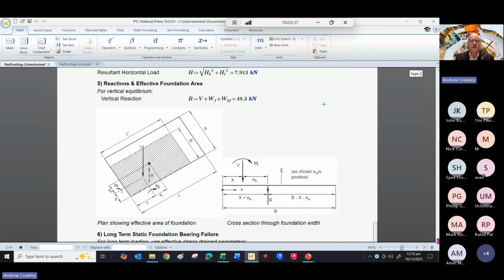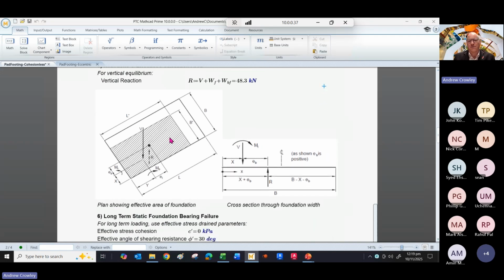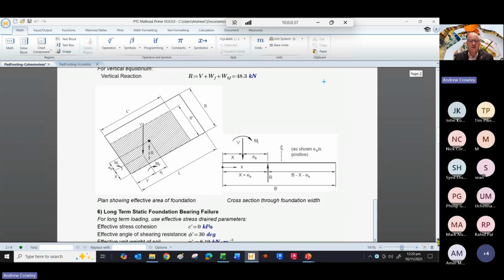So I've recycled the old diagram from the VM4. It's pretty much the same in VM2. And this shows you your plan of your rectangular pad foundation with an eccentric load. It tells you that part of your pad foundation is effective and another part is not effective. And that's why we have an effective length, L dash, and effective width, B dash. But to calculate those, we need to work out what the eccentricity is.